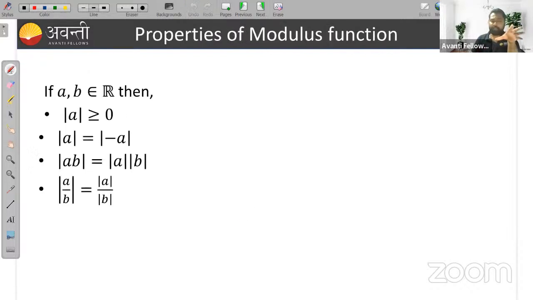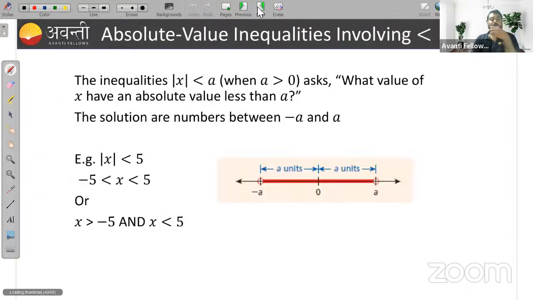Some properties already we have discussed. Mod of a is greater than equal to 0 always. Mod of a is equal to mod of minus a also. Individually you can write this and ठीक है? Okay, so absolute value inequalities involving less than or less than, ठीक है? So we have discussed these things very seriously previously, right?